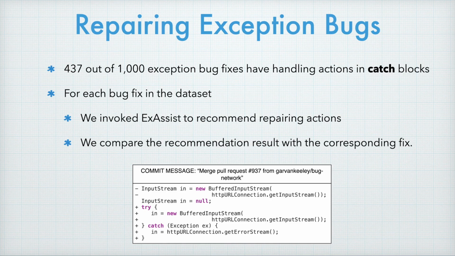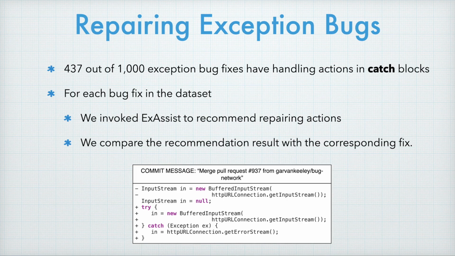Next, we want to evaluate FuzzyCatch on the task of repairing exception bugs. Only 437 out of 1000 exception bug fixes have an exception handling action in the catch block. So we evaluate FuzzyCatch on the 437 exception bug fixes. For each bug fix in the dataset, we invoke X-Hand, which is the plugin to recommend repairing actions. Then we compare the recommendation result with the corresponding fix.